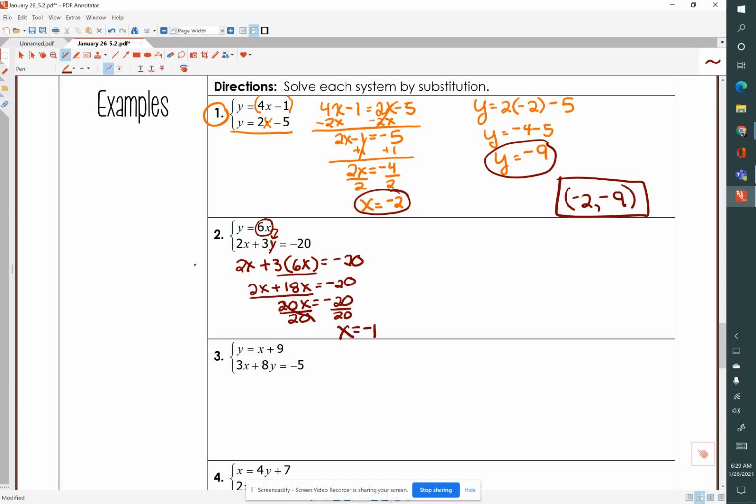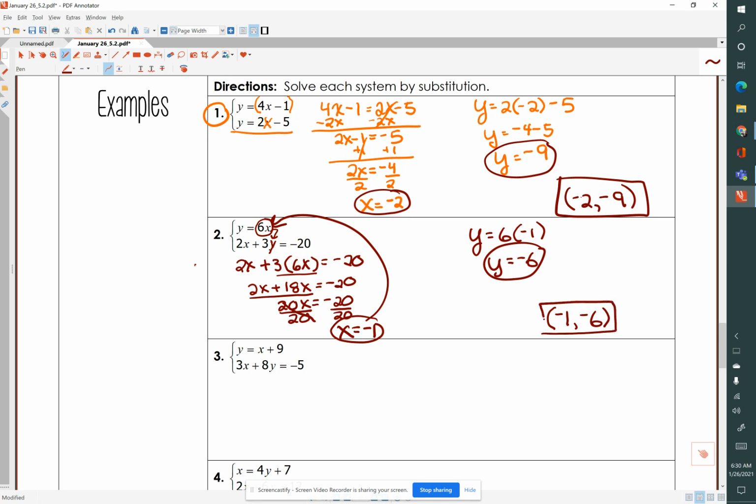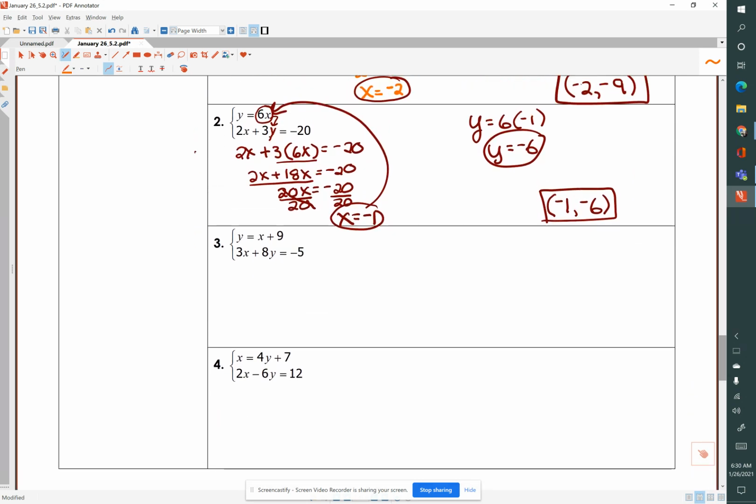And x equals negative 1. Now I'm going to substitute x equals negative 1. I'll go right into this first equation because it's really easy. y equals 6 times negative 1, so y equals negative 6. So my ordered pair is negative 1, negative 6. And if you were to graph that, you would find that indeed is the correct answer. So why don't you go ahead and try 3 and 4, and then come back to the video and see how you did.